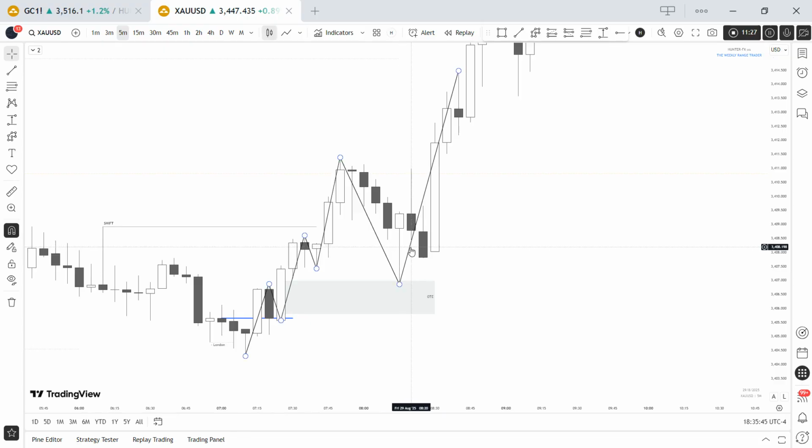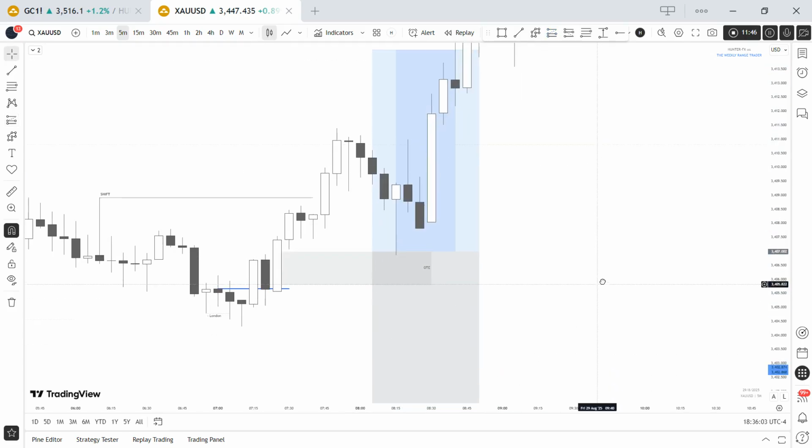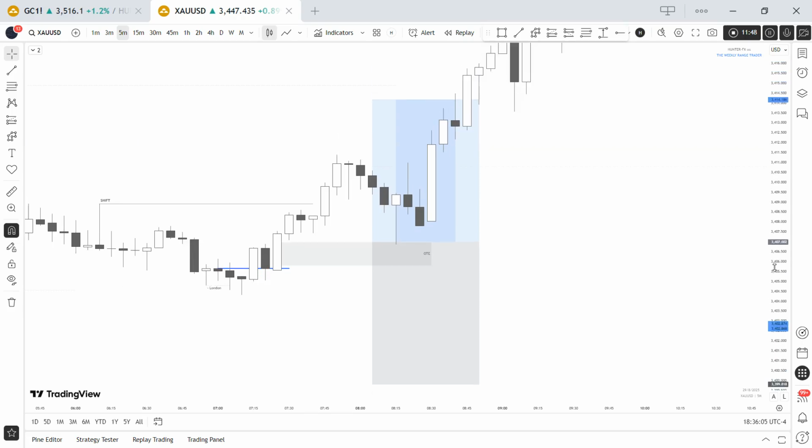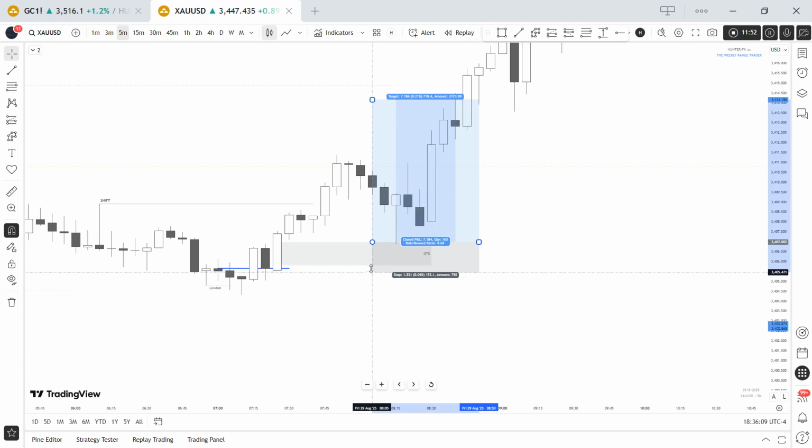Added on that, we put our OTE. Am I clear? We just put our OTE. This is a failure swing, of course, but let's use the OTE because with ICT you can have a lot of checklists to do. That's what I know. You can have a lot of checklists.